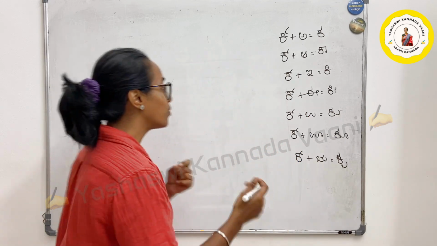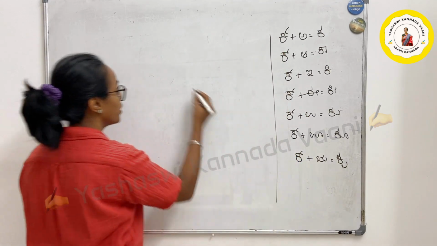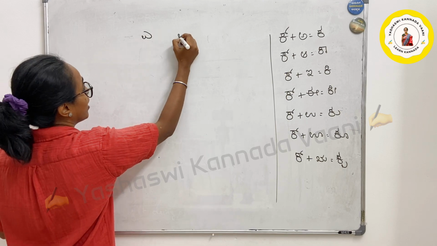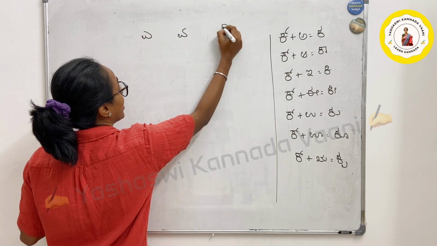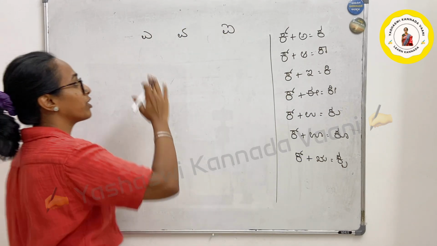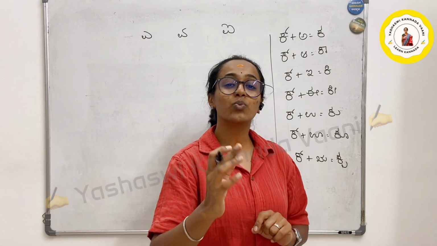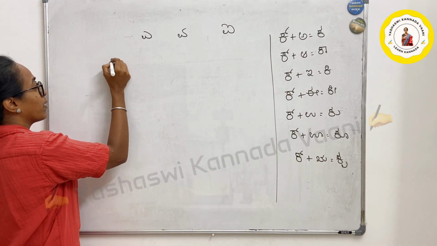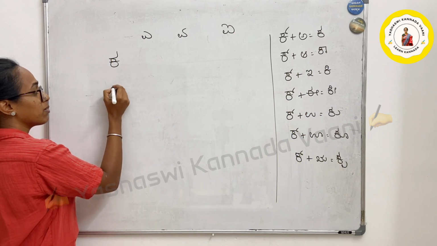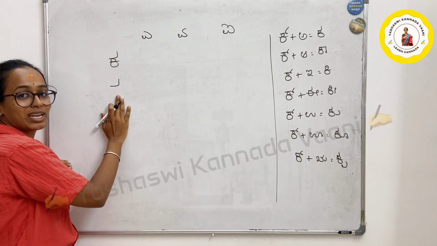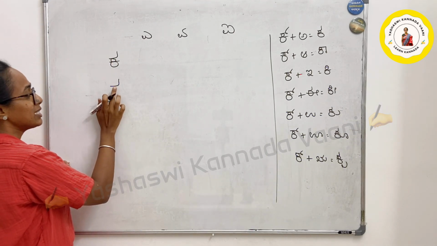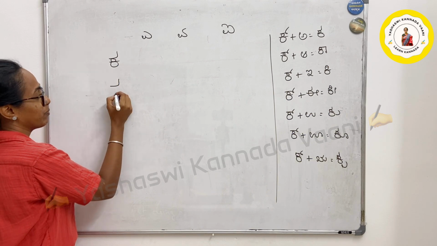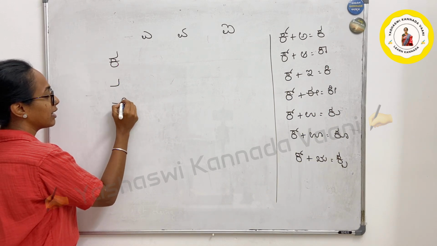Okay, so now let's learn for ai. If you learn ai it is very simple. Now you know how to write K. I hope you remember this. What do I call this? This is called a tale. Right? So instead of a straight line here, you are going to write like this.